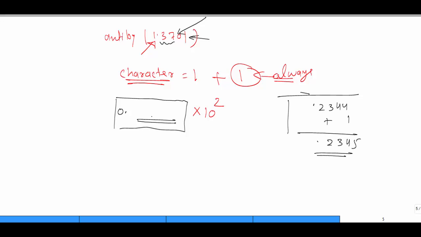0.2345. So that value we will write down here. Your answer will be 0.22345. That's the final answer for this first question. Let's take a few more questions together.